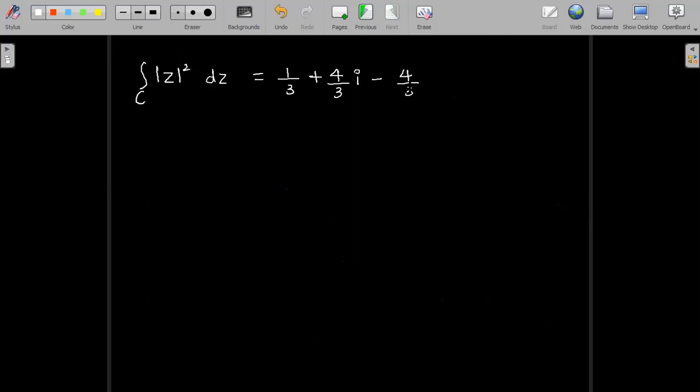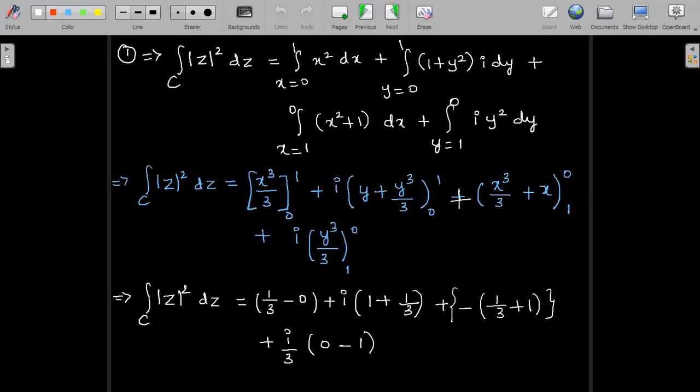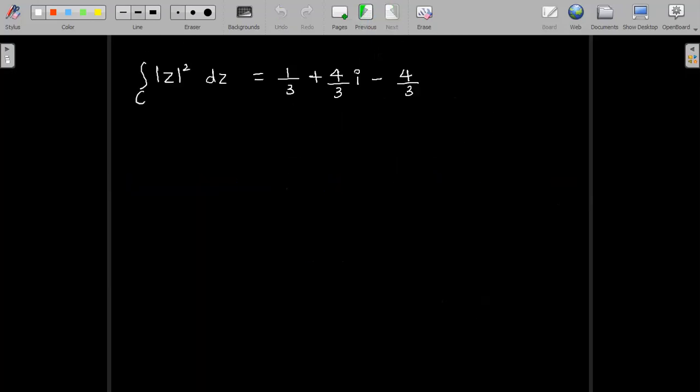And the last term is again negative, minus i/3. Let us combine all the real terms. So 1/3 minus 4/3. After taking the LCM, 3 is the common denominator. So 1 minus 4 is minus 3, and minus 3 by 3 is minus 1. And again the imaginary terms, let us combine. The second and the fourth term I am combining. So 4/3 i minus 1/3 i. 4/3 minus 1/3 is 1. So 1 into i is i.